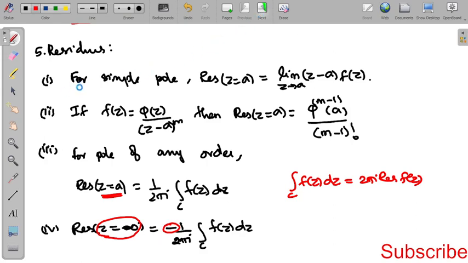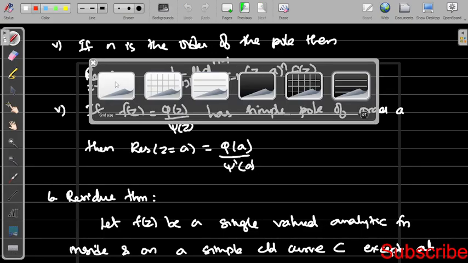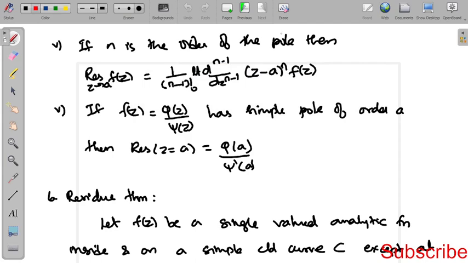The next one: if it is a pole of order n, then the residue at z equal to a is 1 divided by (n minus 1) factorial, limit as z tends to a of d^(n minus 1) divided by dz^(n minus 1) of (z minus a)^n into f(z). Again, if f(z) is a ratio of two polynomials, numerator and denominator, and it has a simple pole at a, then the residue at z equal to a is phi(a) divided by psi dash of a.